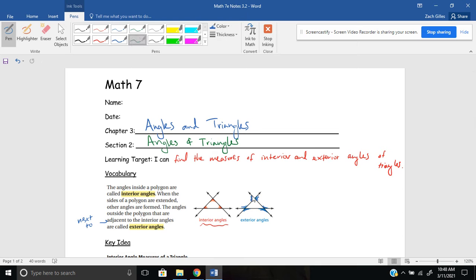Notice that this angle right here is not counted as an exterior angle. We count that as a vertical angle. So those angles are not included in the exterior angle measurements. It's the two that are adjacent or right next to the interior angle.